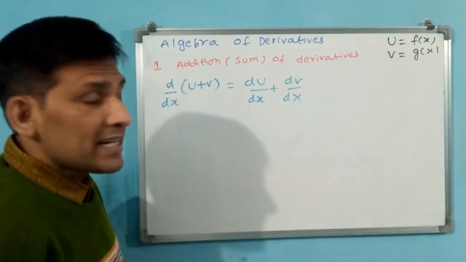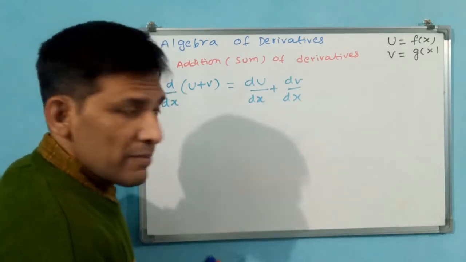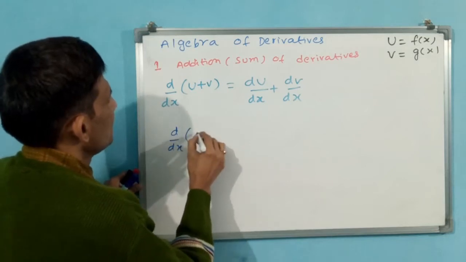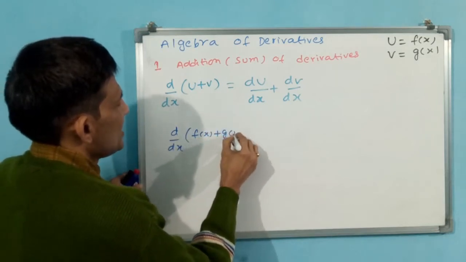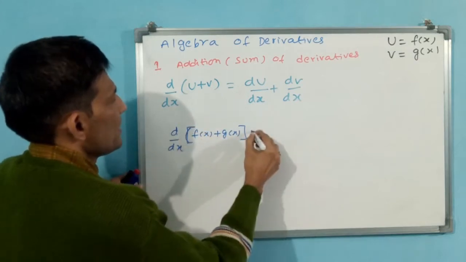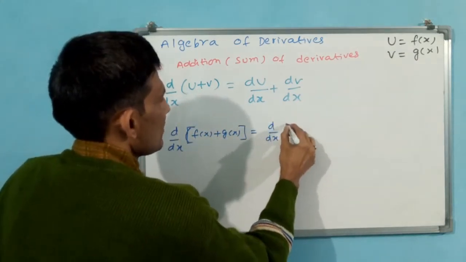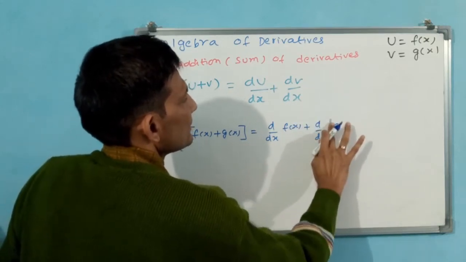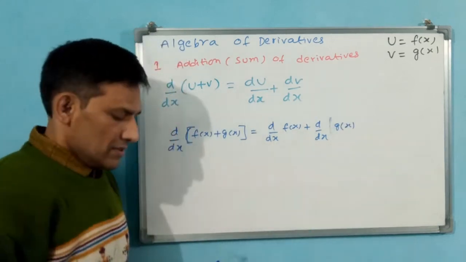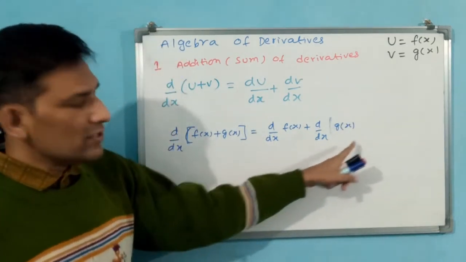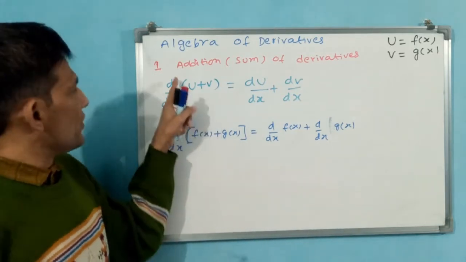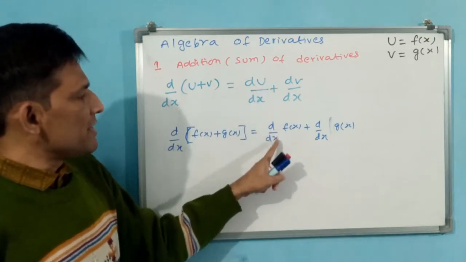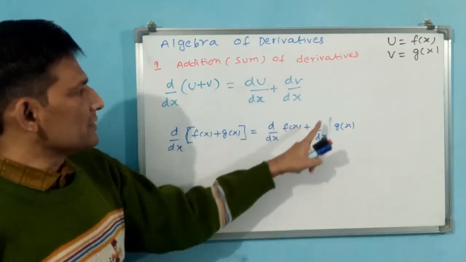See, rather than writing again like this, you see how I am writing. You can write it in a prolonged way: d by dx of f of x plus g of x is equal to d by dx of f of x plus d by dx of g of x. This you have to write. But rather than writing this much, we have simplified here. D by dx of u plus v is equal to du by dx, d by dx of f of x, plus dv by dx, d by dx of g of x.